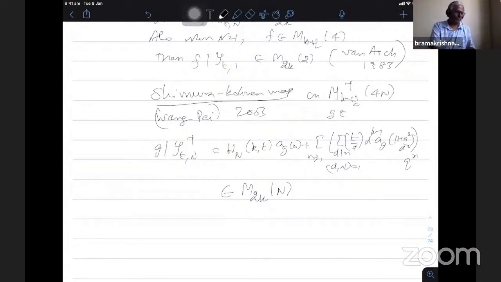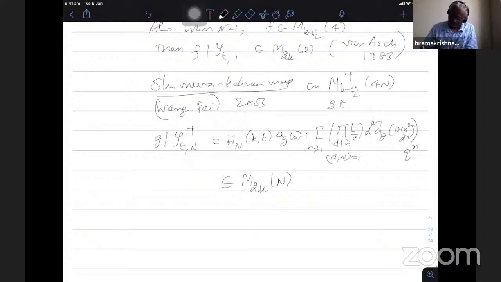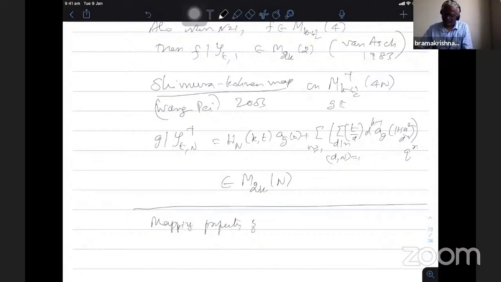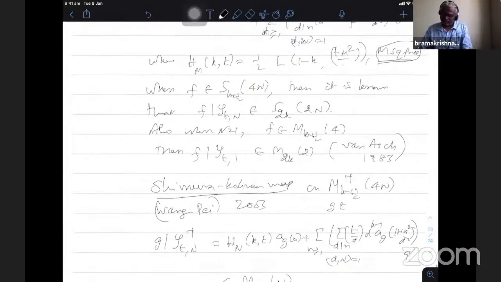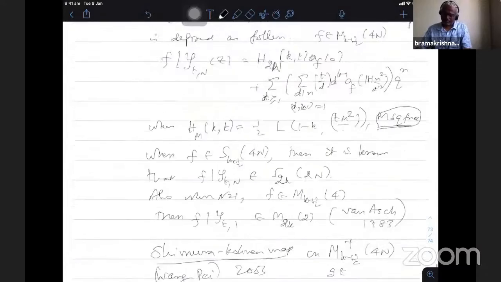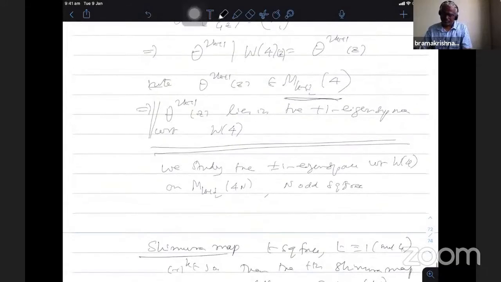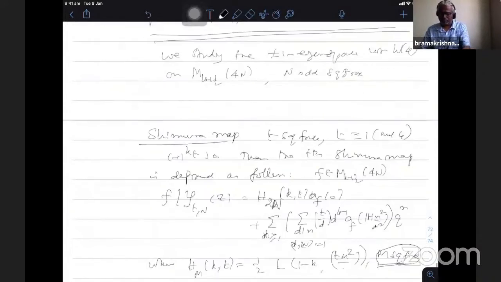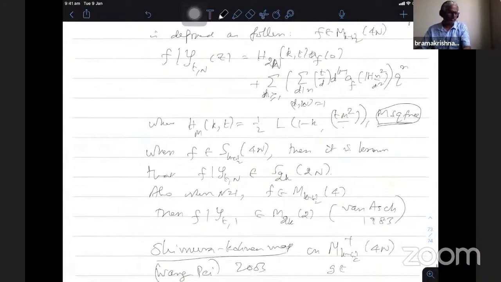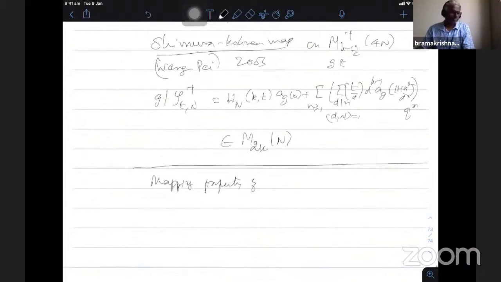So now we'll prove the mapping property. That is the mapping property. After we prove the mapping property, with this itself I can find the image of this one, because it is level 4, but we will get a more general result, and for the particular case we will derive this at the end. Okay, so the mapping property of S_{t,n} on M_{k+1/2}(4n).